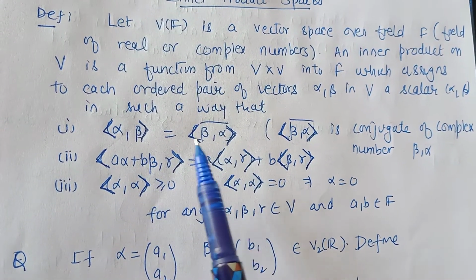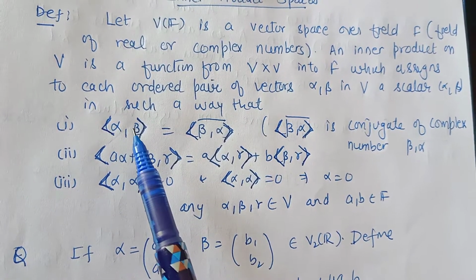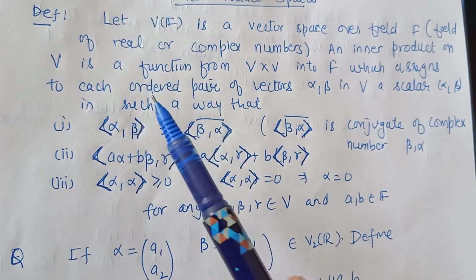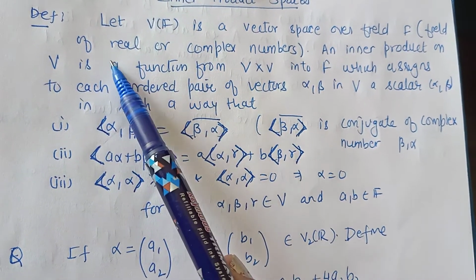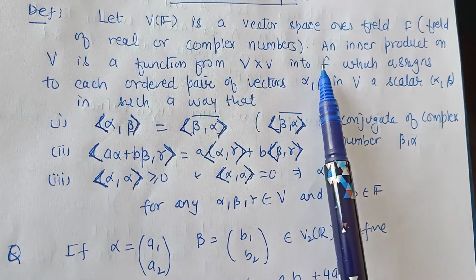The first property is known as conjugate symmetry. That is the inner product of alpha and beta, where alpha and beta are vectors from V. So the inner product is a function from V cross V onto the field F.